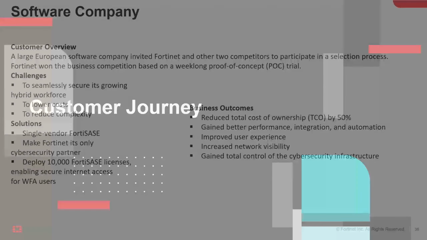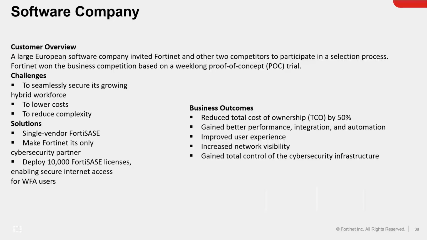So what I'll do now is just go through some customer journeys. I've just picked out a few here, which I think are interesting. So the first one is a software company. This is a large European software company, which invited Fortinet and 2 other competitors to participate in a selection process. Okay, we actually won this business with a week-long proof of concept. They had different types of challenges. They had a growing hybrid workforce that they needed to secure. They wanted to lower costs and they wanted to reduce complexity.